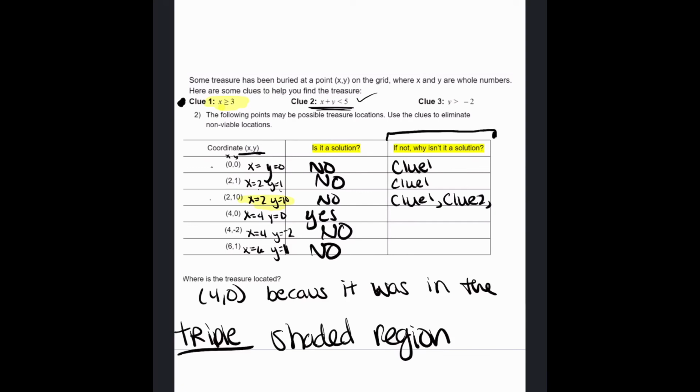Going on to the next one, this one satisfies all 4 clues. In our solution point, x is greater than or equal to 3. X plus y is less than 5. 4 plus 0 is 4, which is less than 5. And y is greater than -2. 0 is greater than -2. So this point here, 4, 0, satisfied all the constraints, which is why it was our solution.